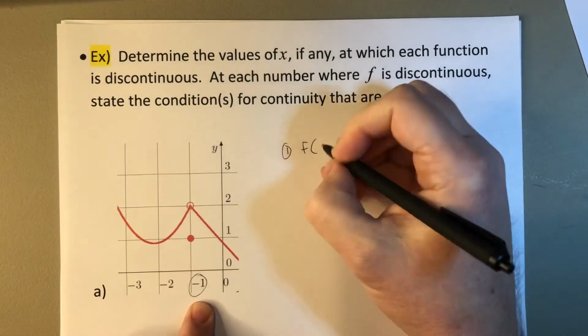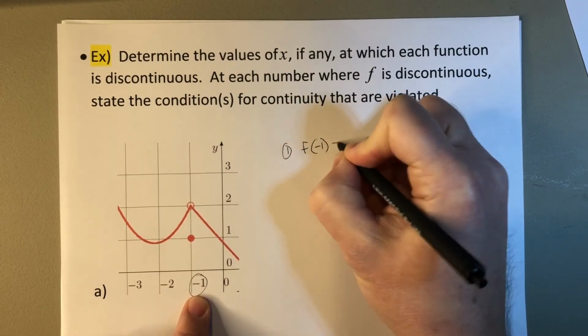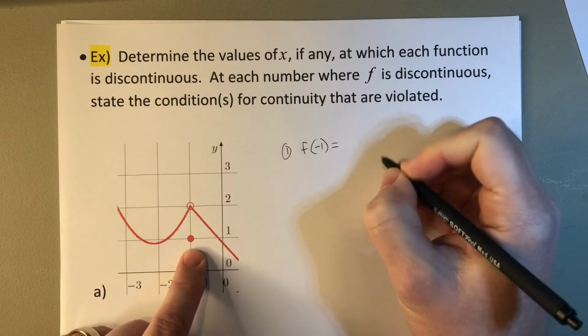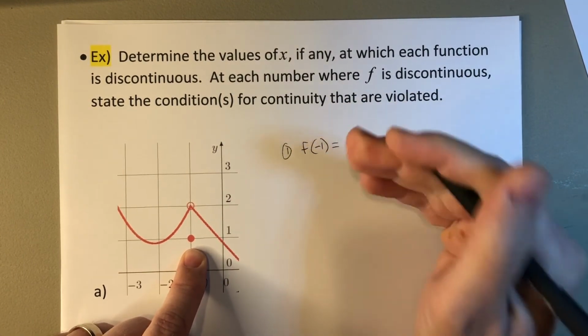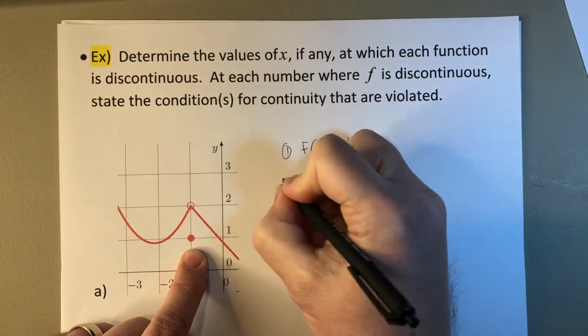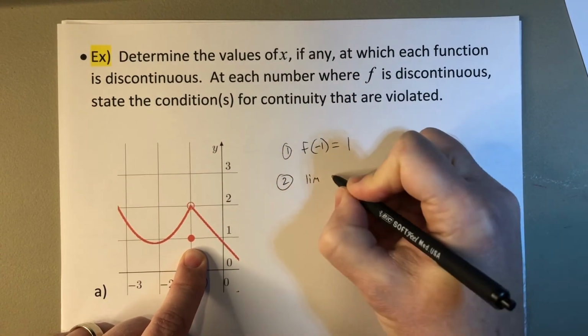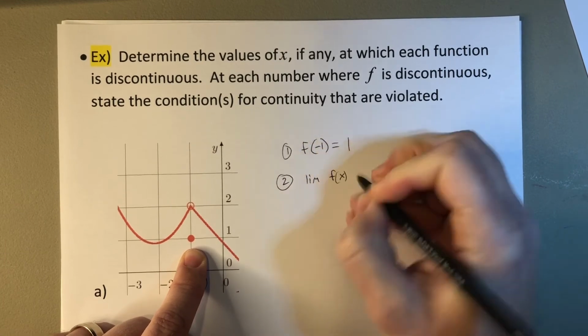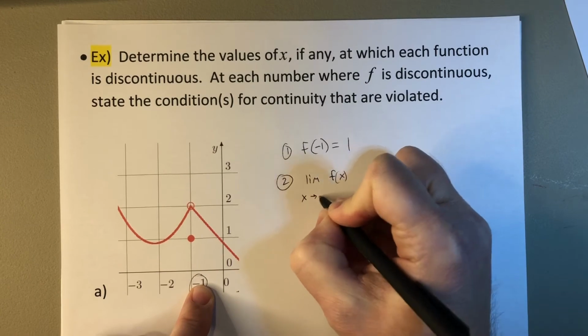Okay, so we want to look at, is f of this x value, -1, defined? And it is. It's equal to 1. So the first condition is met based upon the definition of continuity. Let's look at the second condition. Okay, what about the limit of the function as x approaches this same value, which is -1?